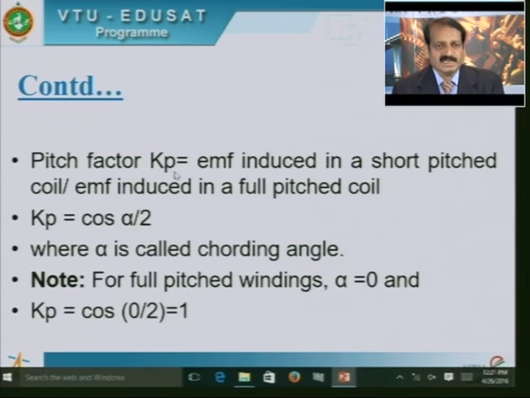So the pitch factor Kp is the EMF induced in the short pitched coil to the EMF induced in a full pitched coil, and it is given by Kp equal to cos alpha by 2, where alpha is also called the chording angle or short pitch angle. For a full pitched winding, alpha is equal to 0, and the pitch factor Kp is given by cos 0 by 2, which is equal to cos 0, which is equal to 1.